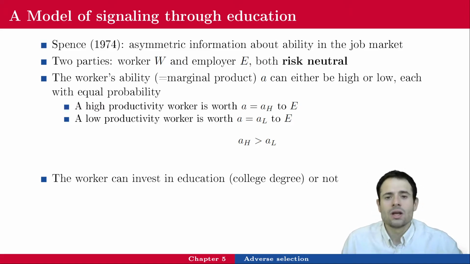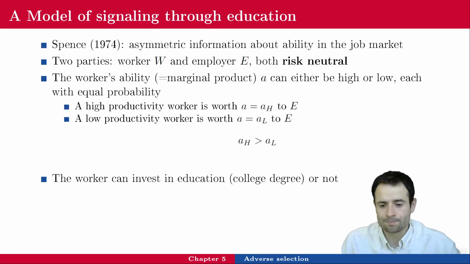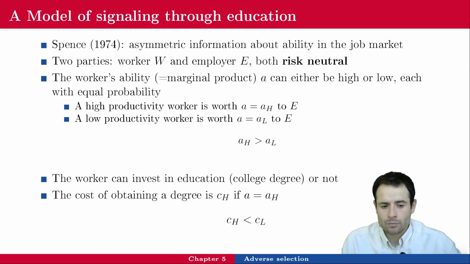Here, education corresponds to a college degree of whatever sort. Now we're going to make a distinction between how a high productivity worker considers education and how a low productivity worker considers education. Getting education is costly. Not only is it costly because of tuition fees and so on, but it is also costly because it is time that you could be spending working, but instead you spend this time studying. So the cost of obtaining a degree could also be expressed in terms of foregone earnings.